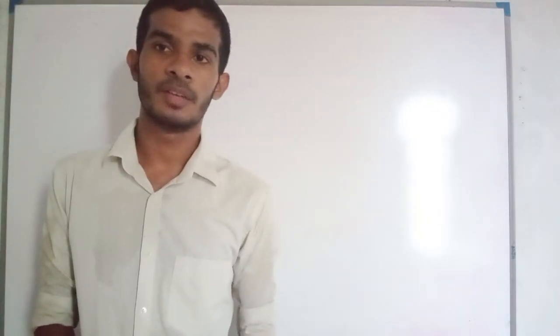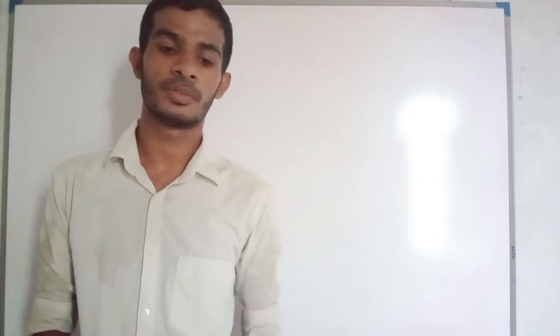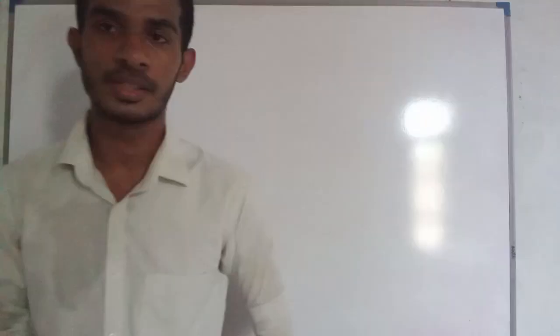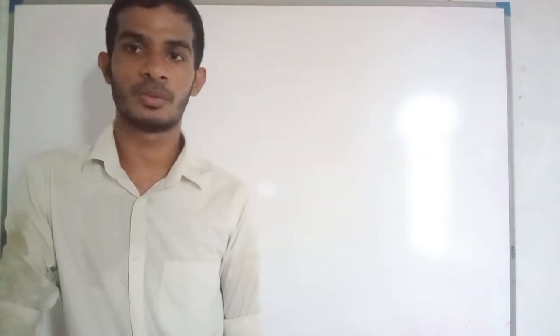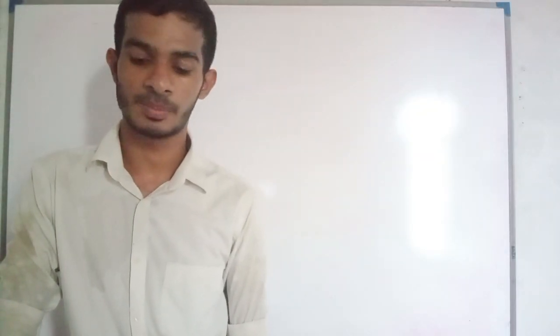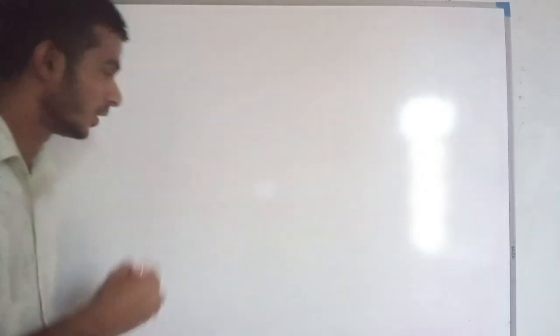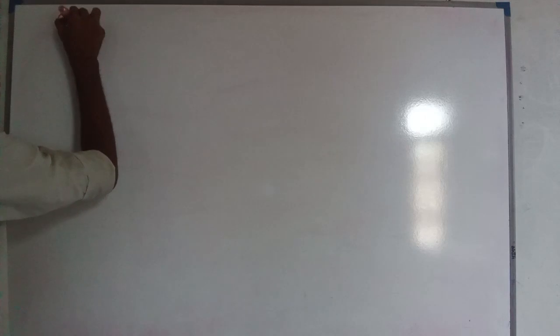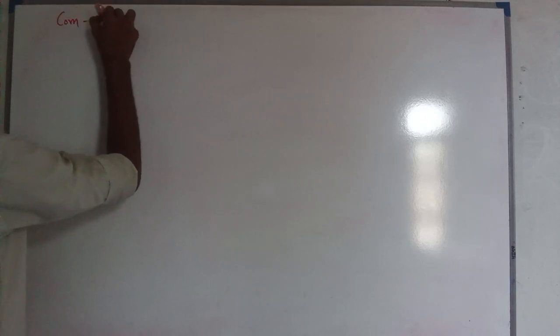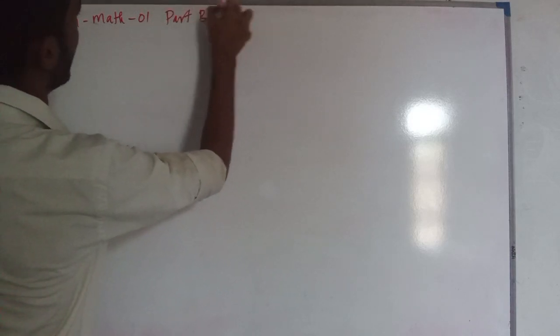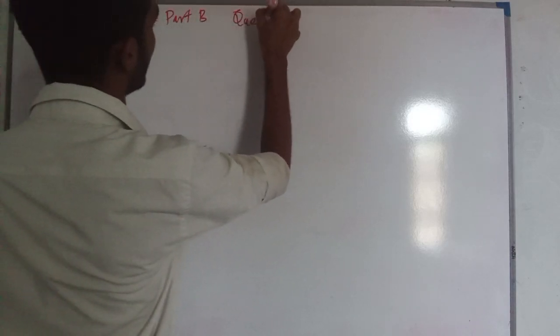In this video, I will be explaining the 12th question of Combined Mathematics Paper 1 Part B. We have already discussed up to the 11th question in the 2019 A-level past paper, and in this video I will explain the 12th question. Now we are going to discuss question number 12.